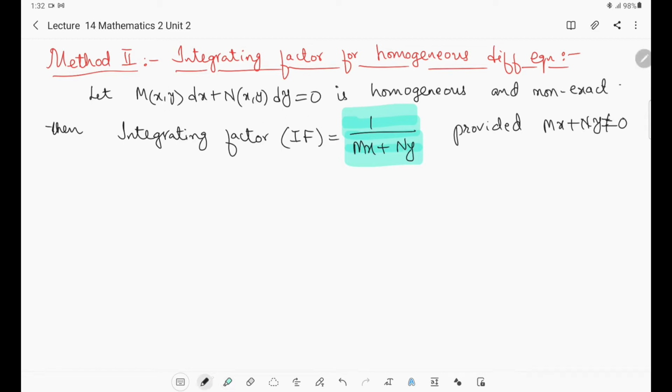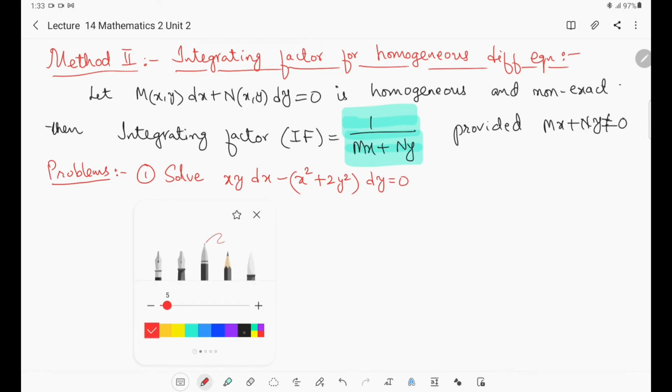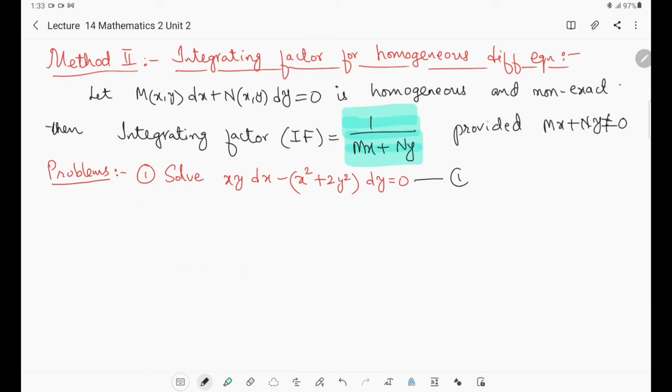Now let us see problems related to this. The first problem is: solve xy dx minus (x square plus 2y square) dy equal to 0, right? This is the given equation. Consider this as equation 1. Now how to solve this?